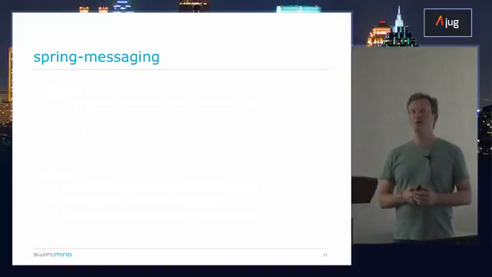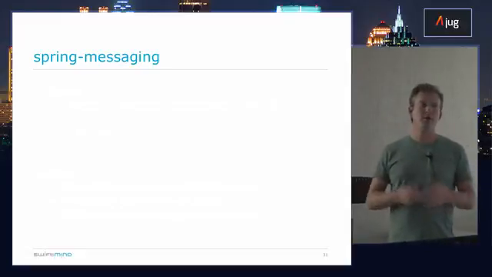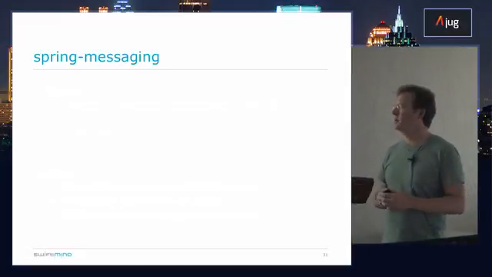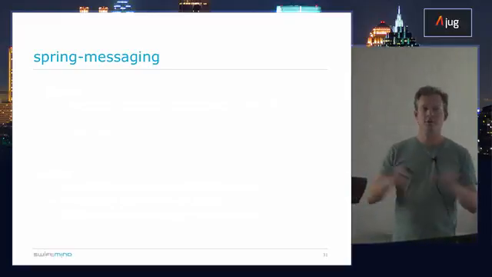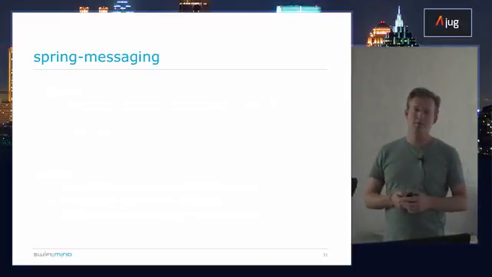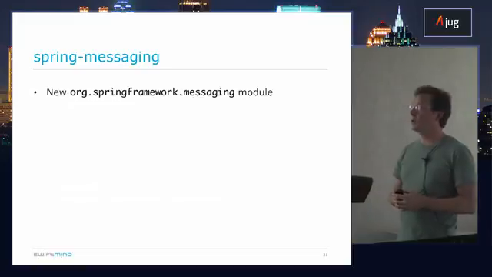Who's heard of Spring Integration? Different project? Okay. So we talk about enterprise integration patterns in Java, and we talk about things like Spring Integration or maybe Camel, so different projects. And in Spring 4.0, what we've done is we've taken some of the core concepts from Spring Integration and moved them into the core framework.